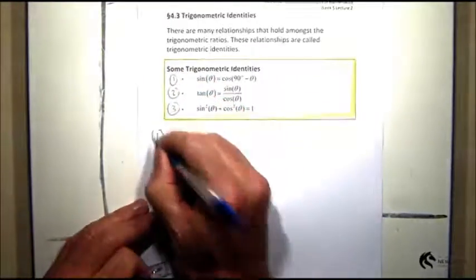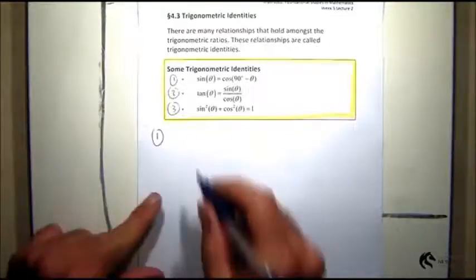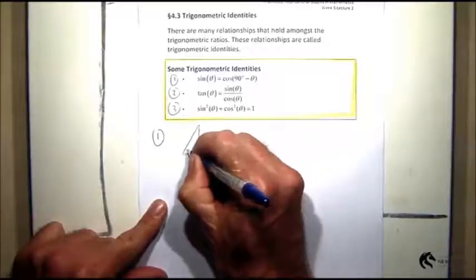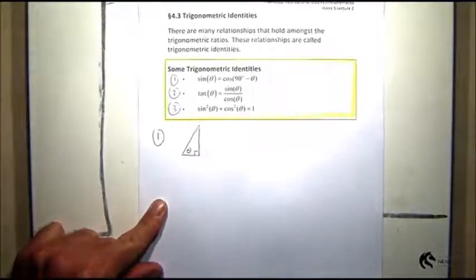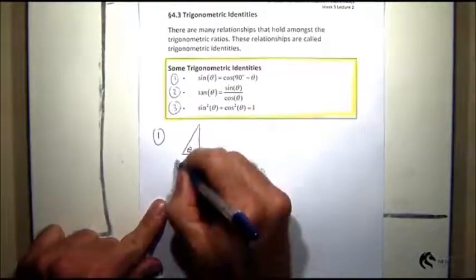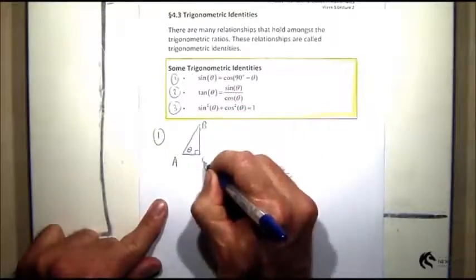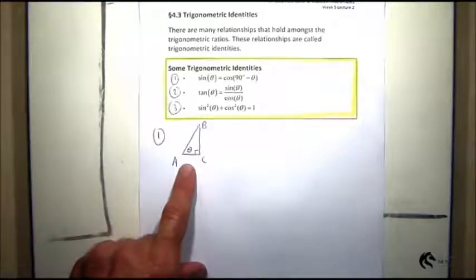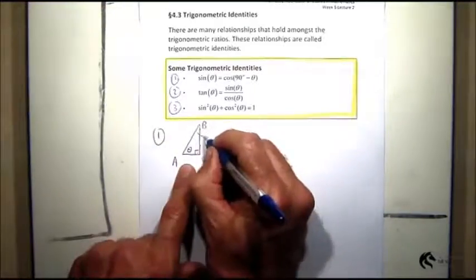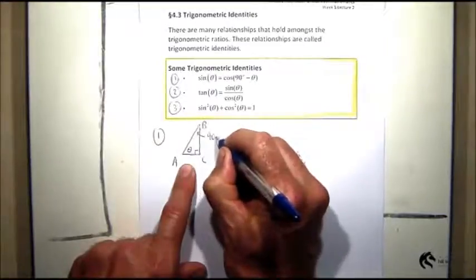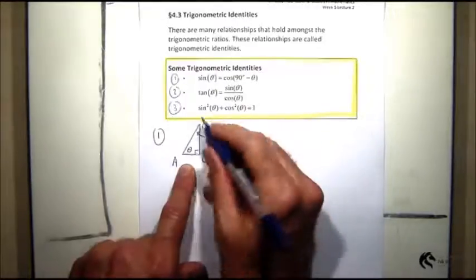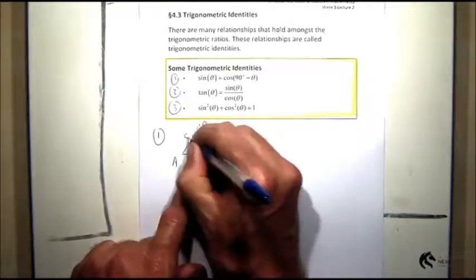And let's say, right, number 1, if I were to draw a right-angled triangle, and if I were to put theta as one of the angles in there, then we know, because the angle sum is 180 degrees, we know that this angle here is 90 minus theta. Now let me label the sides A, B and C as we did before.